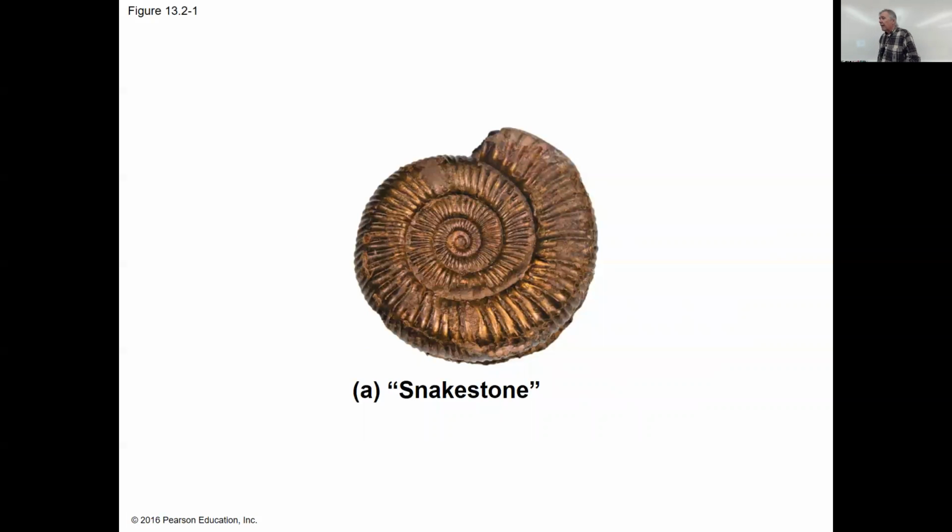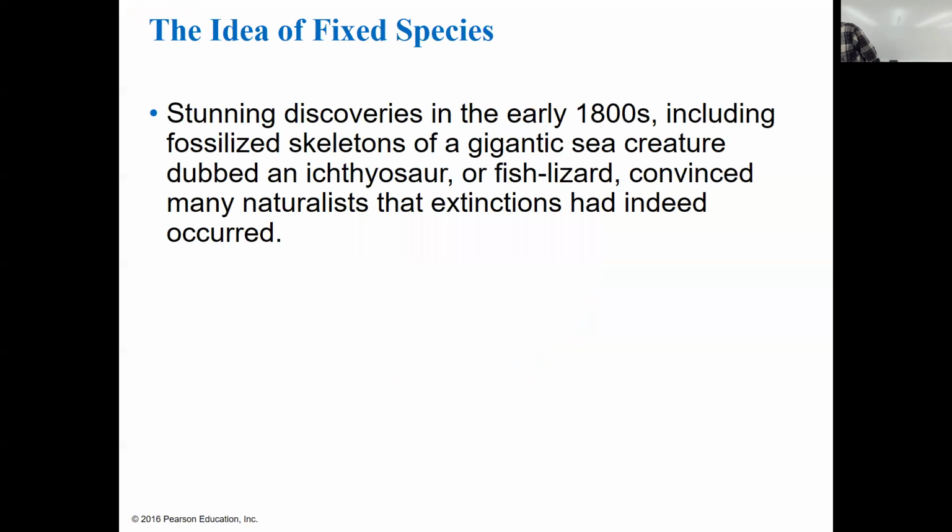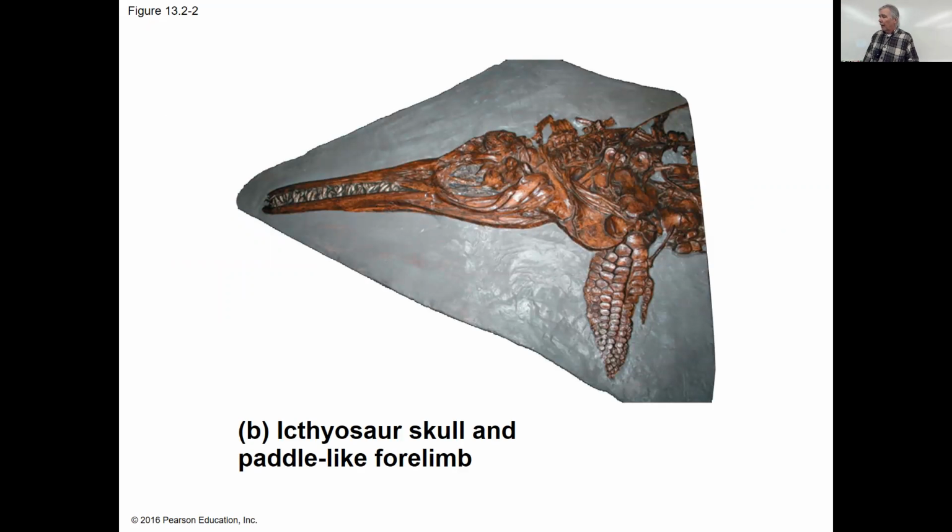So there's a snake stone. It's actually a mollusk. It has nothing to do with snakes. But maybe that is a present day organism, and we just haven't found it yet. But then they find these gigantic fossils, a gigantic sea creature called ichthyosaur, fish lizard. It convinced many naturalists that extinctions had occurred because this was a huge thing, and it obviously doesn't exist anymore. So obviously it went extinct. And there it is. And so why did it go extinct? How could God have made a mistake like this?